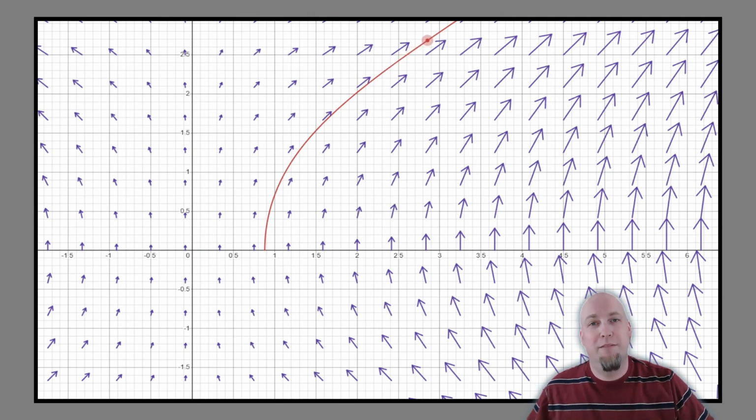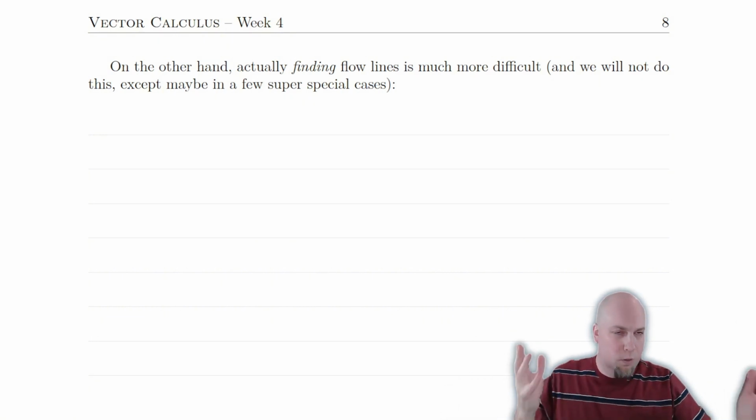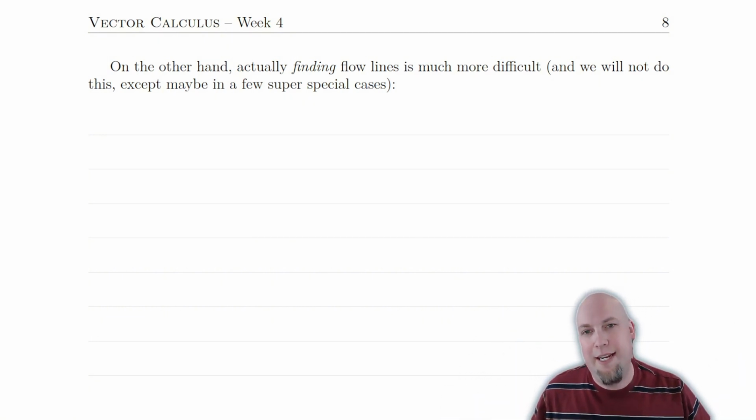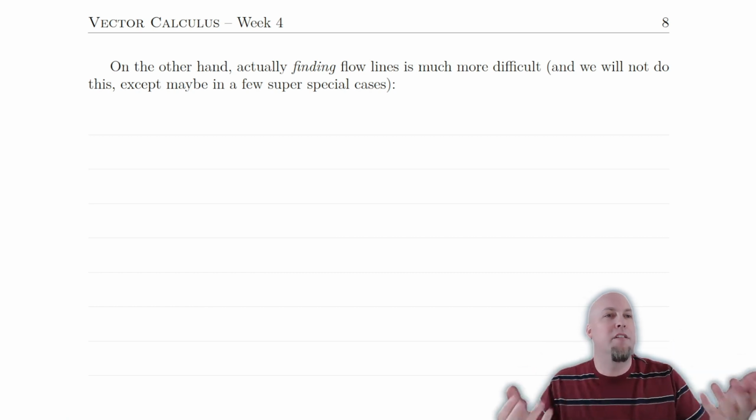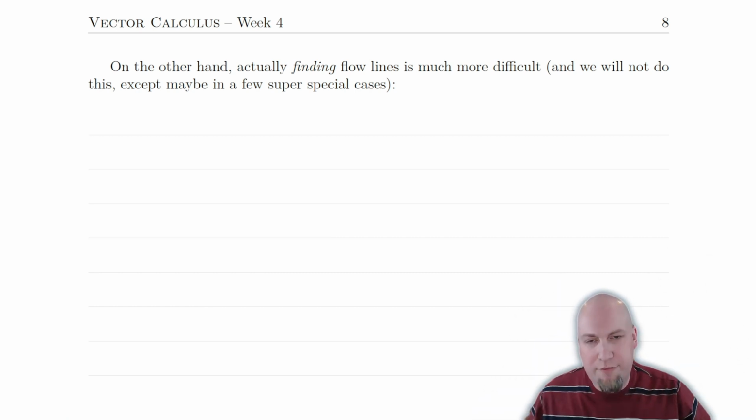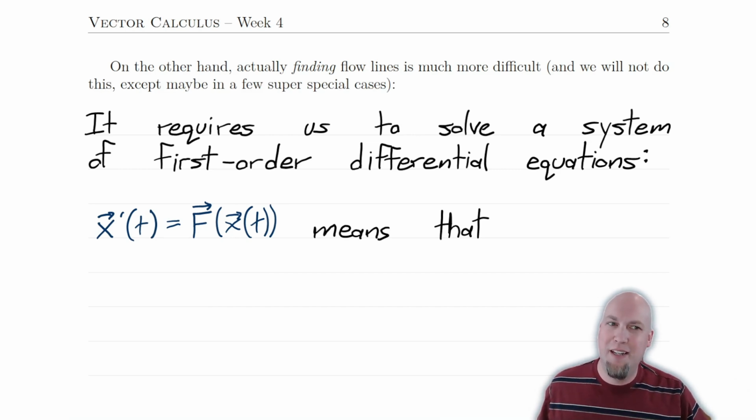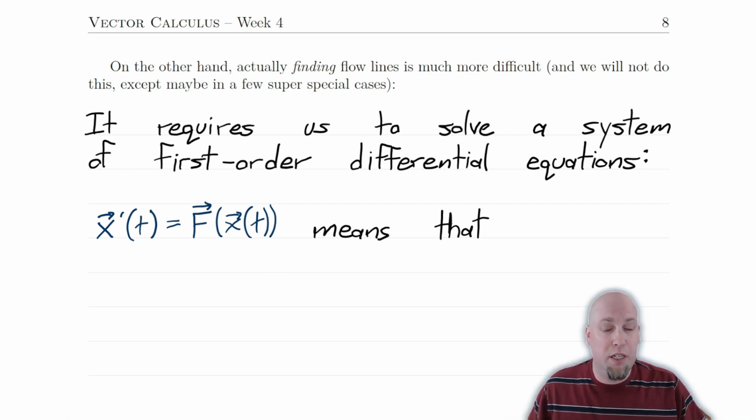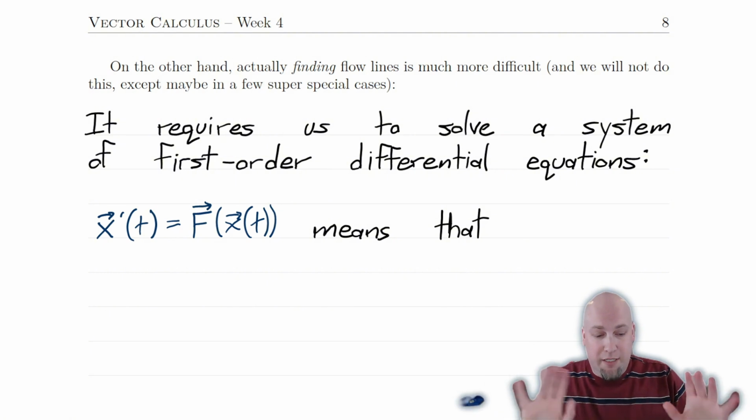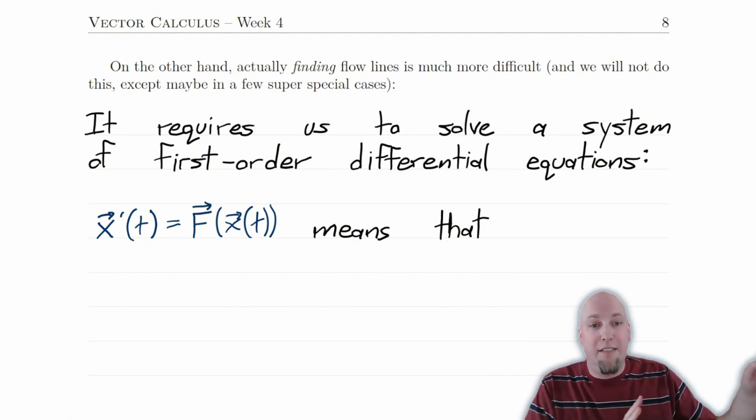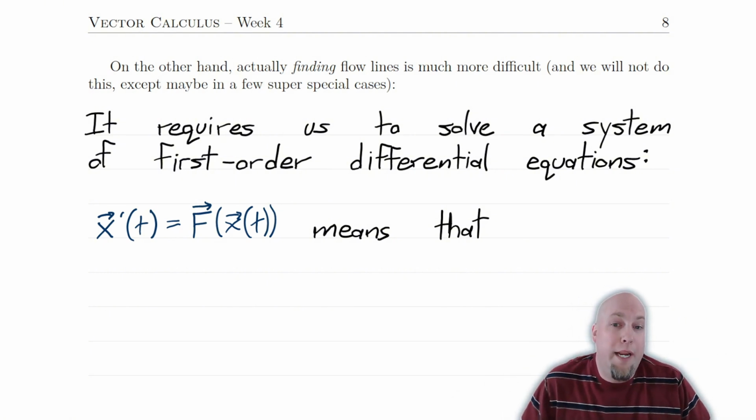Okay, great. We can verify that things are or are not flow lines. How do you actually find them, though? If I just give you some vector field and say, find the flow lines of this, there might be some special cases where you can do this, but in general, finding flow lines is an extraordinarily difficult problem that we're just not going to do. We're going to gloss over it. That's a trick for a different class, a differential equations class, actually.